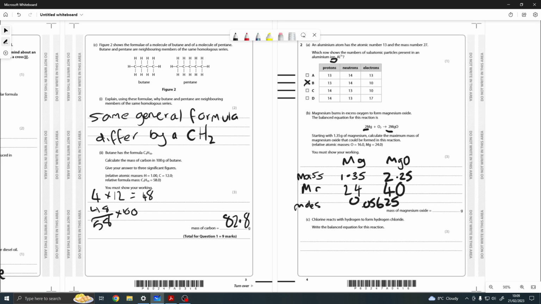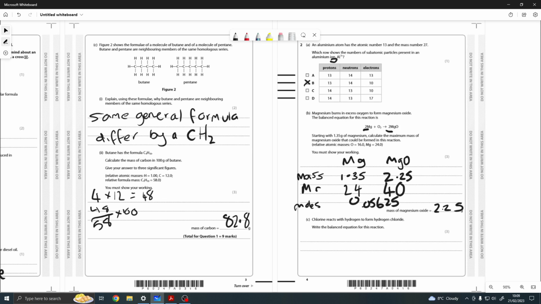Anyway, so there we go. So 2.25. Your final mass of magnesium oxide is 2.25 grams. Now, you may have a different method to work that out. You may have seen a better method online. You may look at mine and think, oh, that's a nice method. Whatever. As long as you get 2.25 at the end and you can show your working, you're all good.